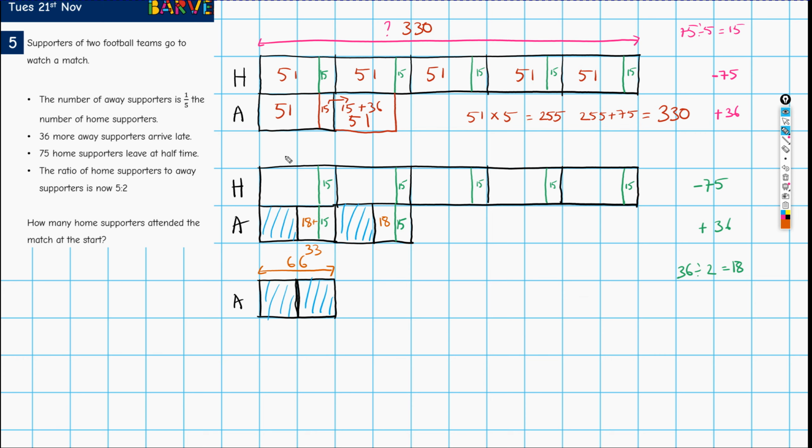So again, if we multiply 66 by 5, which is our question, we get 330. So same answer, just two different ways that you might have thought about it.